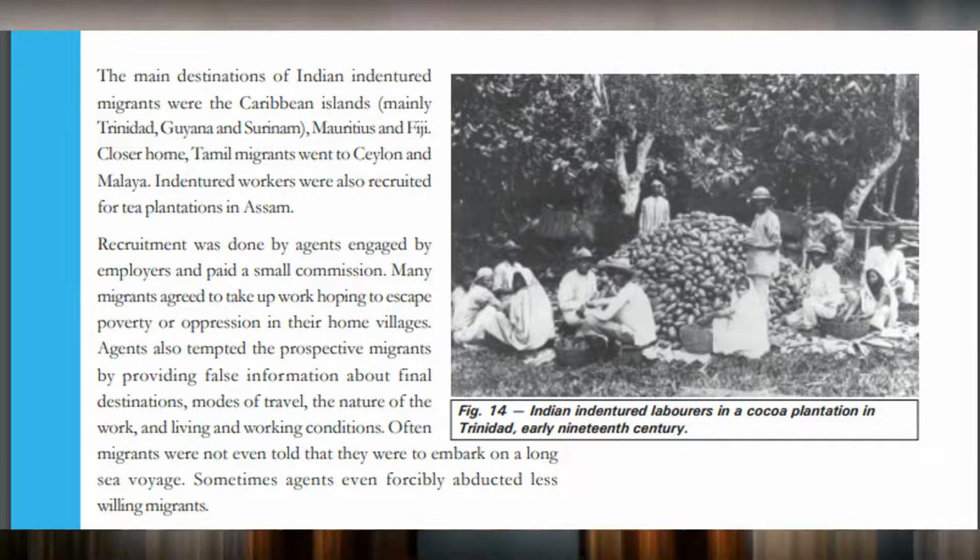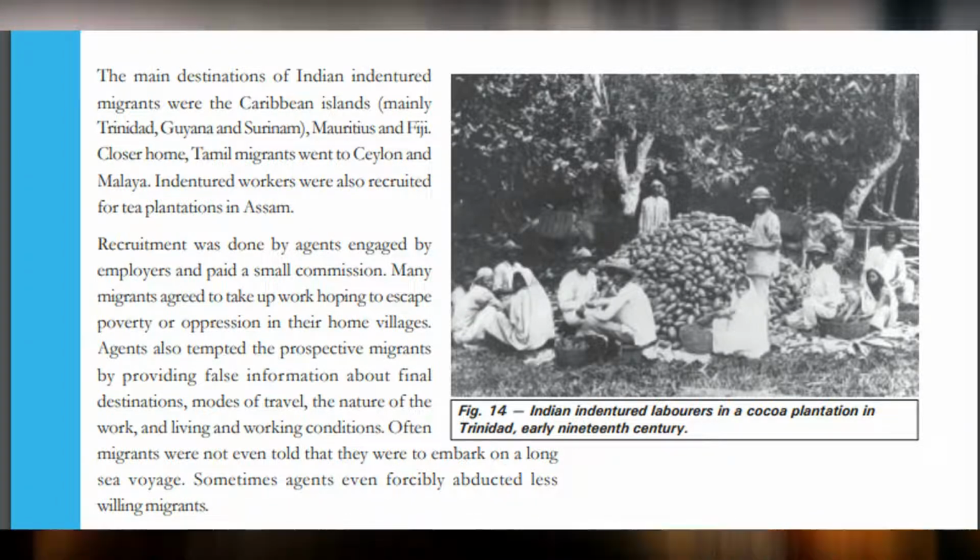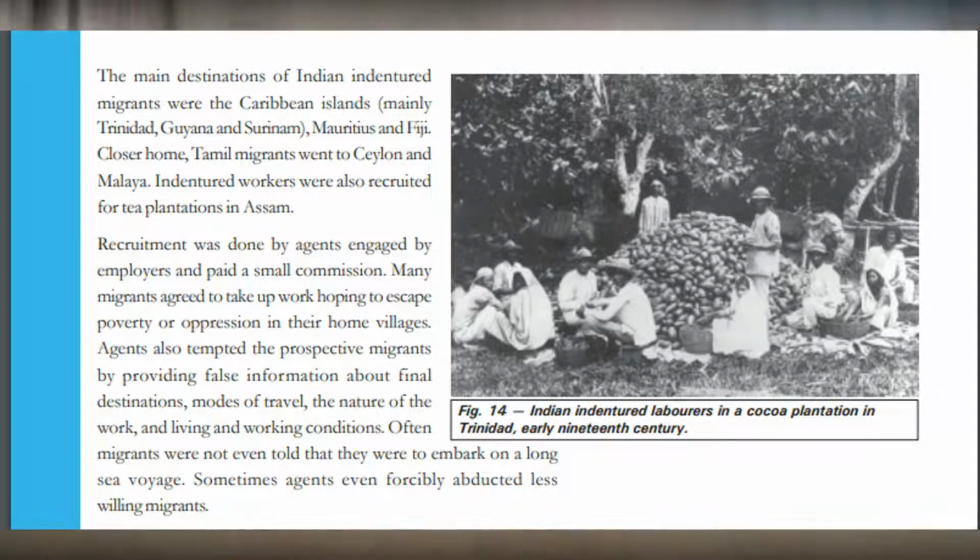The main destinations of Indian indentured migrants were the Caribbean islands, mainly Trinidad, Guyana and Suriname, Mauritius and Fiji. Closer home, Tamil migrants went to Ceylon and Malaya. Indentured workers were also recruited for tea plantations in Assam. Recruitment was done by agents engaged by employers and paid a small commission.